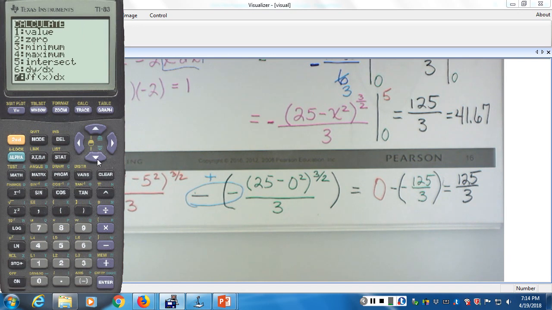And I do the integral starting at 0 and going to 5. And there's our area. Okay?